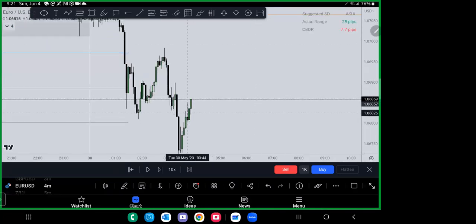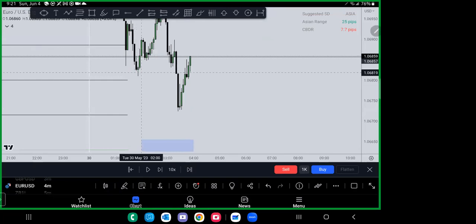We can literally see the entry model right here. We engineer stops. We take out the liquidity.